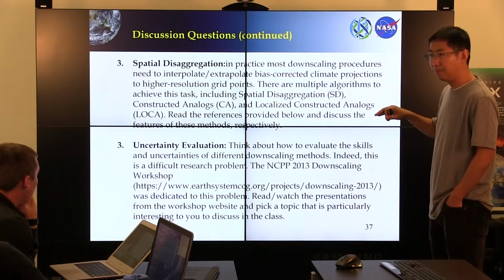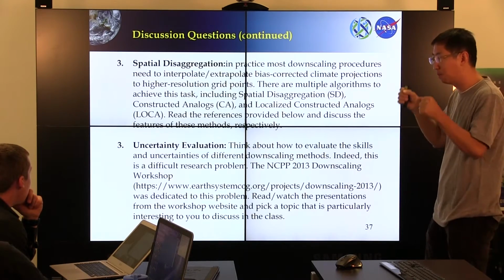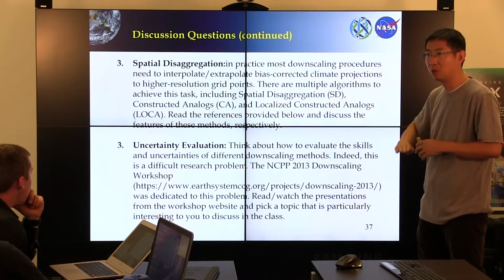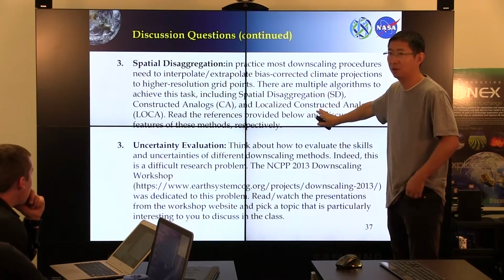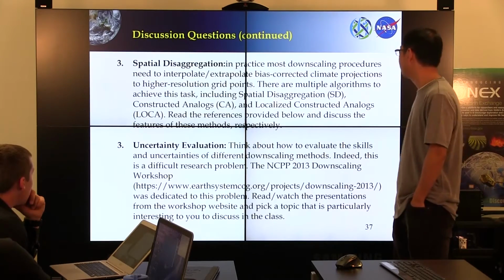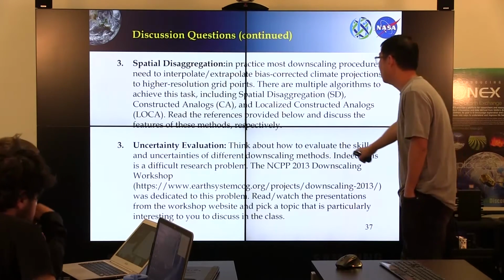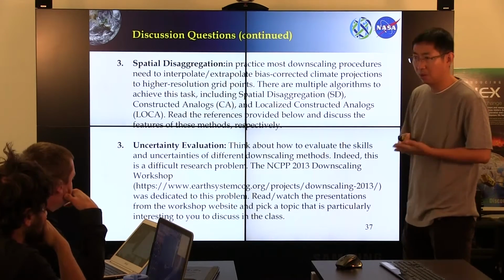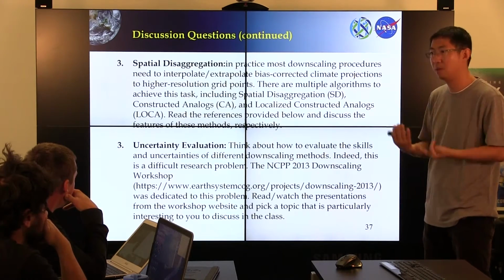So think about, once we bias correct the GCM, how do we actually generate high resolution grid data from that information? It's not easy to do. And again, in this field, there's no perfect solution. Otherwise, everyone would use one algorithm. Now, the last one is, we have different downscaling methodologies or algorithms, and people generate different data sets.